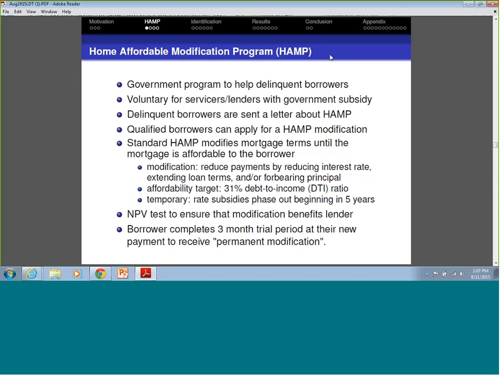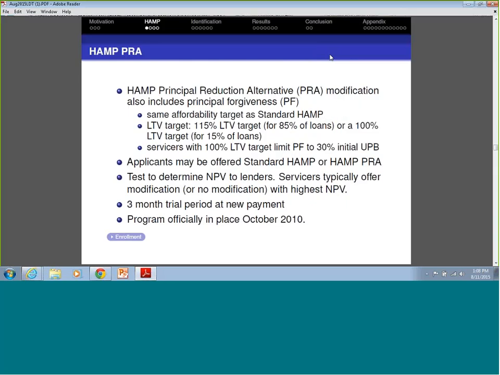Servicers could set their own target. In our sample, we saw two global choices. One was 115% LTV, the other was 100% LTV, and the servicers using 100% LTV capped their forgiveness at 30% of the original balance.